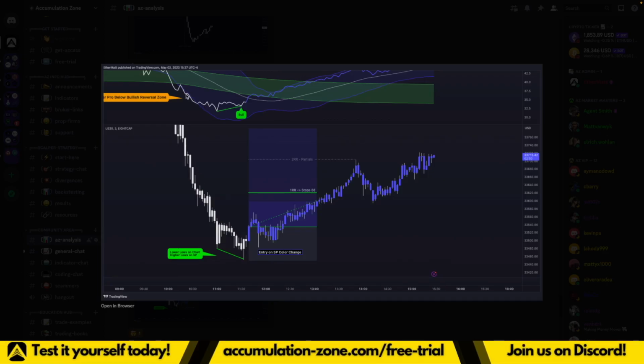Now here comes the crucial difference. We did not see a lower low on the ScalperPro right here when we formed this candle. That's really important, because right here on US30 we actually saw a lower low being made. We did not see that on the 3 minute time frame on the ScalperPro.